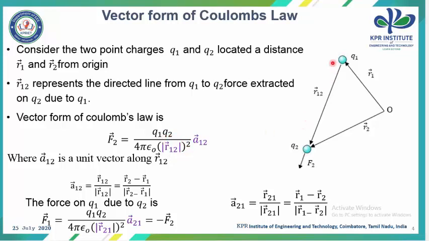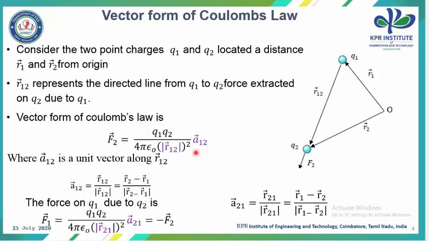So the distance between the charges Q1 and Q2 is represented as R12. So it is a vector form. If you apply the magnitude of this, you are going to get the distance R12. So that value you are going to substitute. Now here force is a vector quantity.